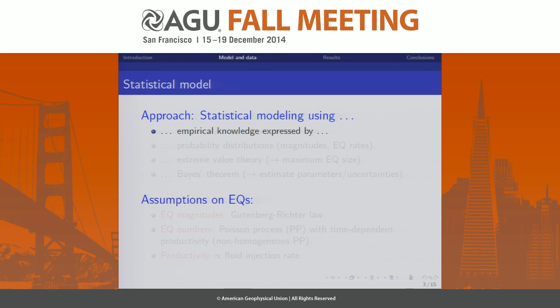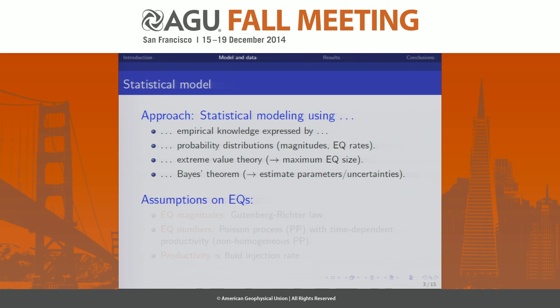So our approach is statistical modeling of induced seismicity, and here we use empirical knowledge, which is expressed by probability distributions for earthquake magnitudes and also earthquake rates. We use furthermore extreme value theory because we are interested in a maximum earthquake size. And finally, we use methods from Bayesian inversion because we are interested in estimating parameters and especially their uncertainties. And for this, Bayes theorem is a quite convenient and useful tool.